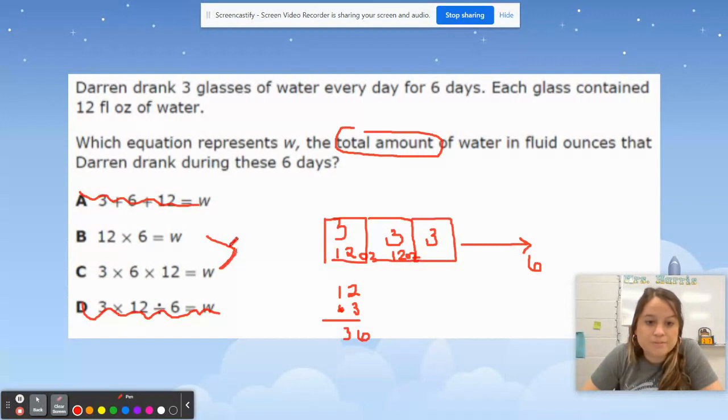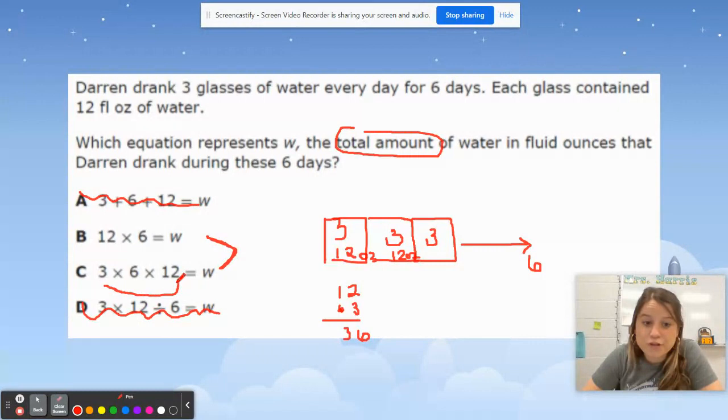This is where I'm stuck. Now, what I started doing to solve was 12 times 3, which would give me 36 ounces a day times the 6 days. Okay, this one's not showing me that. This is just showing me the 12 ounces times 6 days. It's not showing me the 3 glasses each day. So this one's a 2-step problem, definitely 2 steps.